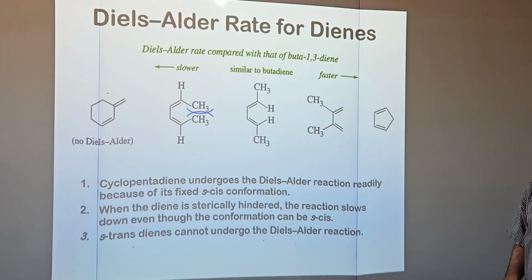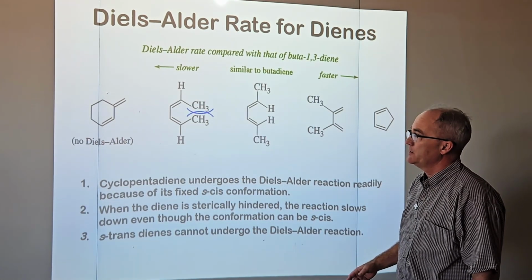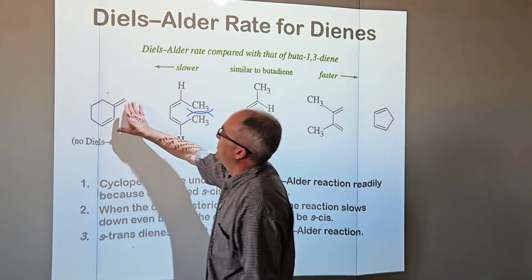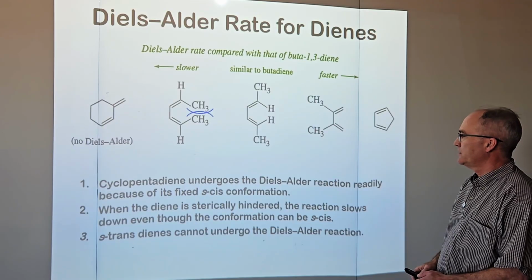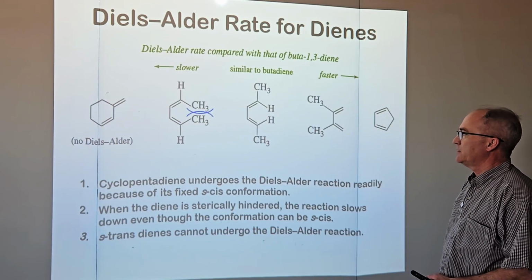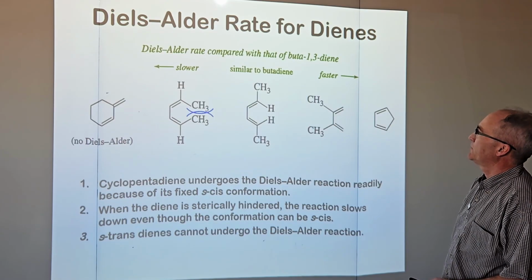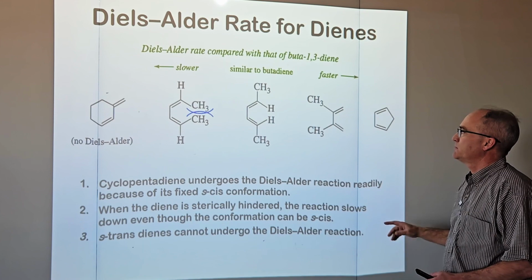So here's a collection of dienes. I would call these all a 1,3 diene. They're all conjugated double bonds. And it says here, cyclopentadiene undergoes the Diels-Alder reaction readily because of its fixed S-cis conformation. That's this thing. It's locked into that magic position.